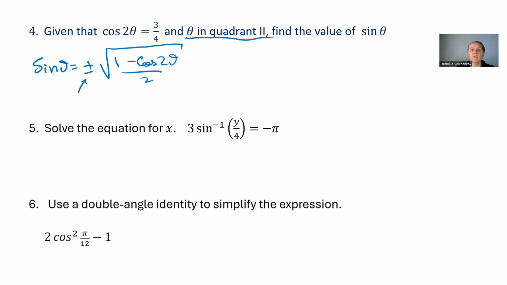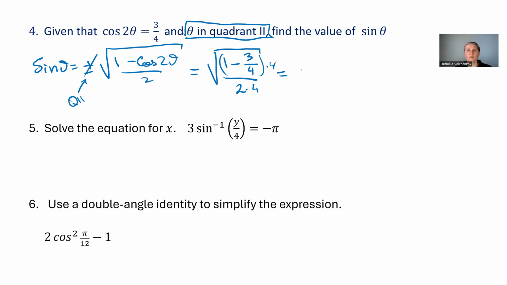Since theta is in quadrant 2, sine must be positive. So let us substitute cosine of 2 theta: 1 minus 3/4 divided by 2. And we repeat the same procedure. We want to get rid of this denominator, times 4 times 4. So in the numerator we have 4 minus 3, in the denominator 8.